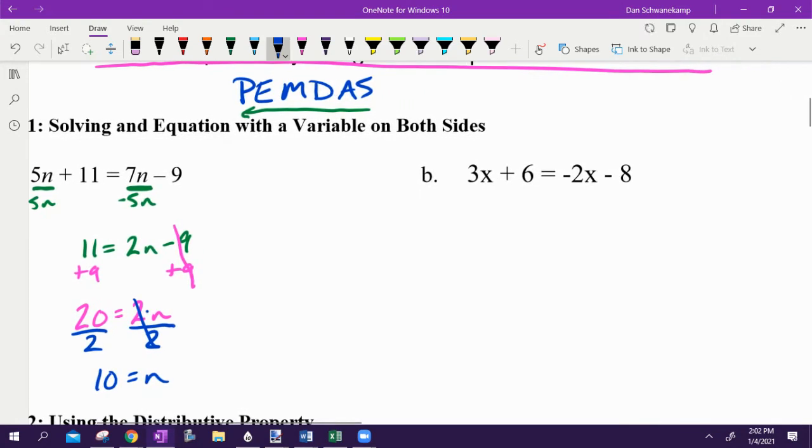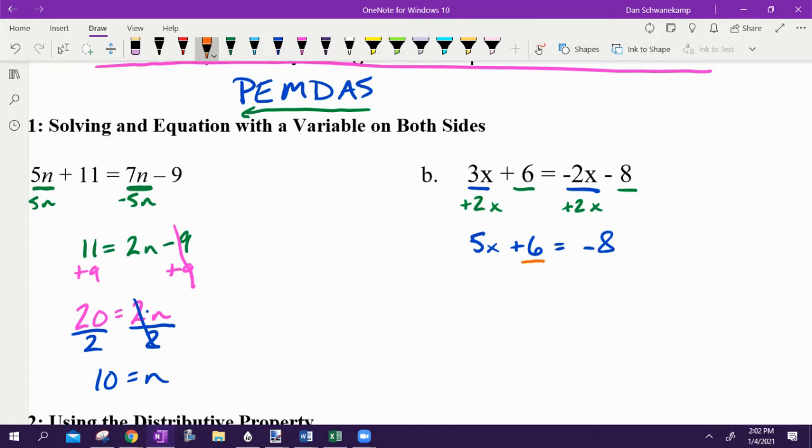Let's do it again. Letter B. First thing I do is when I look at this problem, I see there's x's on both sides and there's numbers on both sides. So I'm going to get them to the same side first. Let's get rid of this negative 2x. I'm going to add 2x to both sides. If I do that, I get 5x plus 6 equals negative 8.